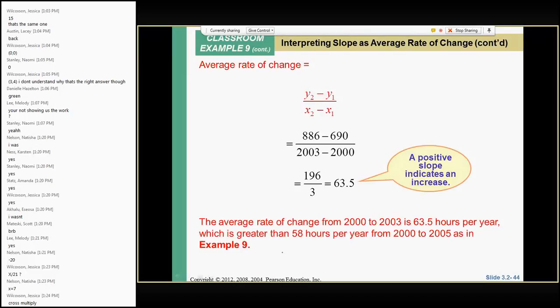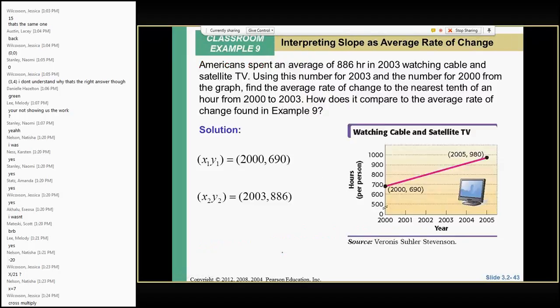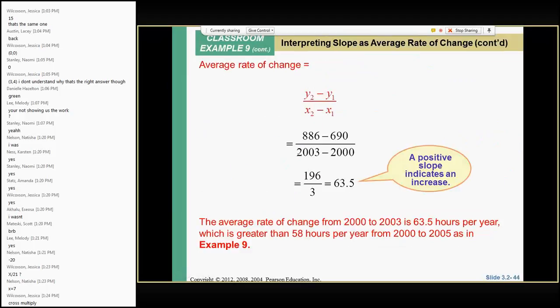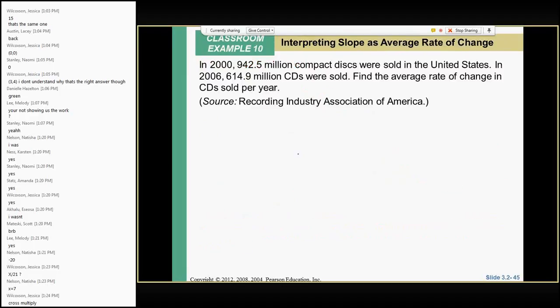Now, if you look at the graph in example 9, which is back here, you can also find the slope, and I think they just said it was +58. If I were to do your rise over your run, 980 minus 690 over 2005 minus 2000, that would give you 58. So they want to compare that to these numbers over here from up there. So they might ask you that. So basically they watch more hours per year from 2000 to 2003. So you might have to do a couple of those.